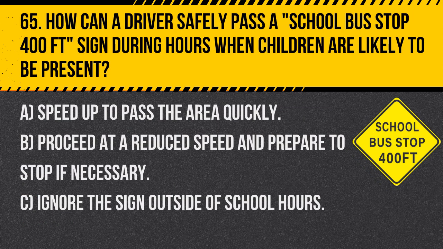Question 65. How can a driver safely pass a school bus stop 400 feet sign during hours when children are likely to be present? A. Speed up to pass the area quickly. B. Proceed at a reduced speed and prepare to stop if necessary. C. Ignore the sign outside of school hours.